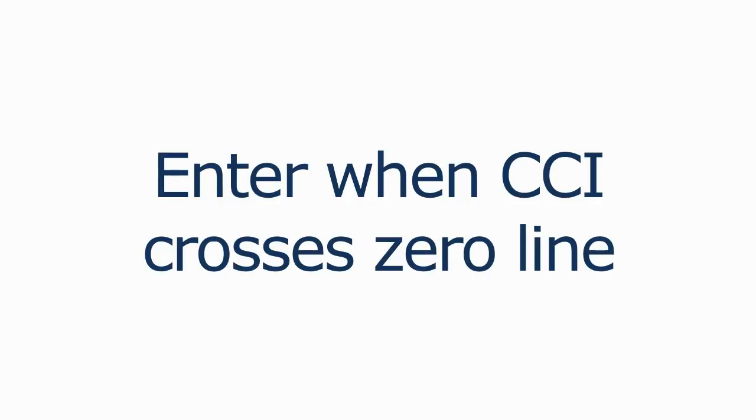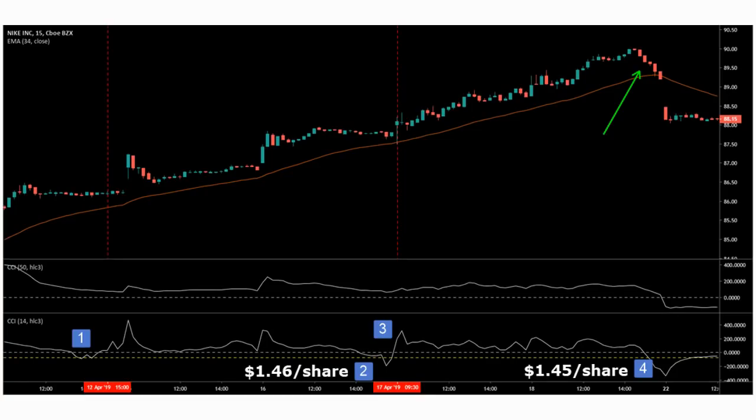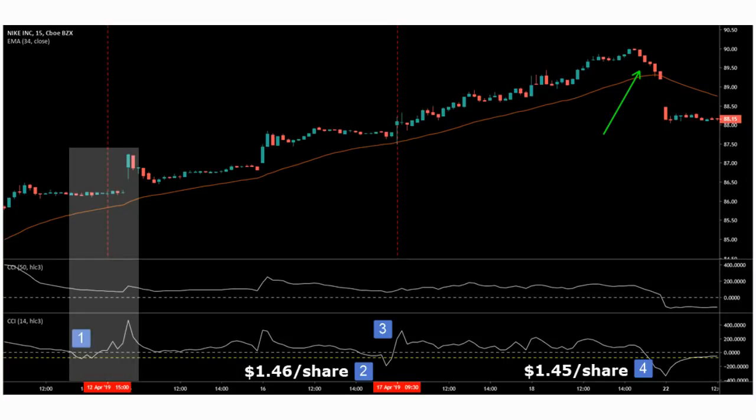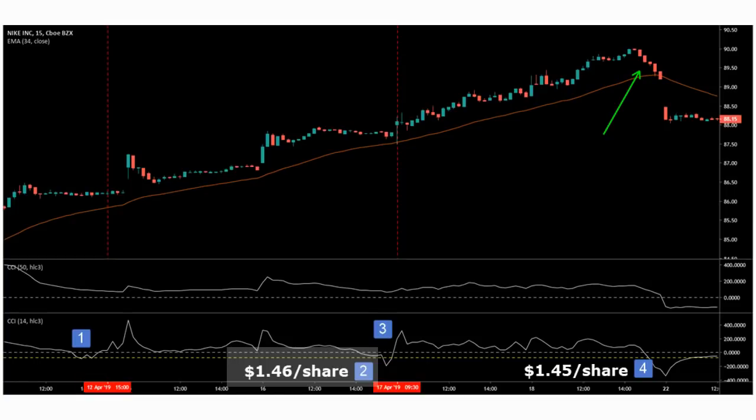This here is a stock chart of Nike, and it is the 15-minute chart for day traders. And on this chart, we've had the trend change already happen, as well as the first pullback after that change. At number 1, the 14 CCI has dipped below the minus 75 line, and upon crossing the zero line, you enter the long. Once the CCI drops back under the zero line, we can exit. And this chart has a $1.46 a share in profit.